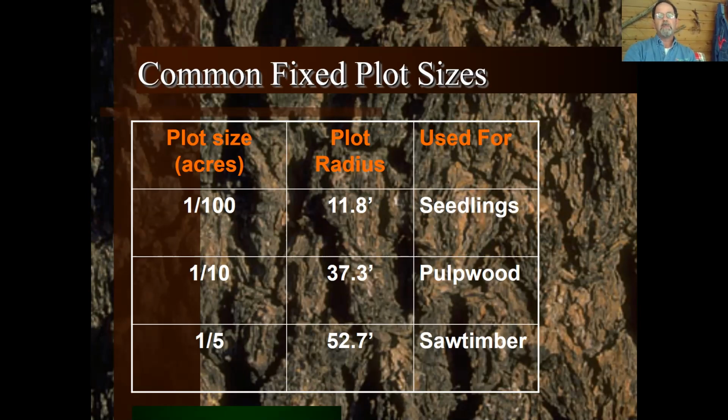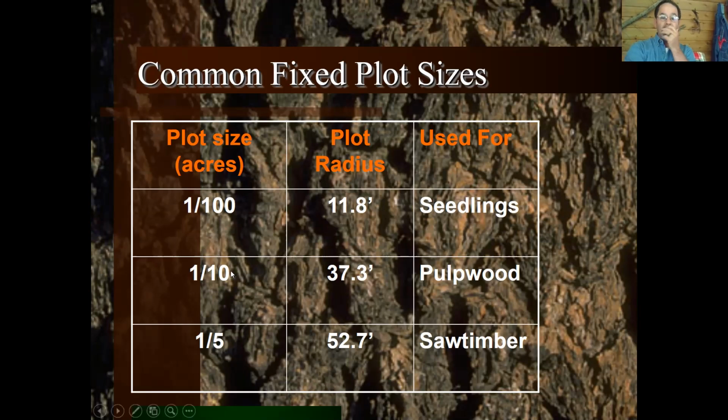And so a small plot size typically is used for something like seedlings. In other words, we might go out into a plantation a year or two after it's been planted, and we want to assess the survival. So if we planted 435 trees per acre, and my radius is 11.8 feet, then I would expect to have roughly 4 or 5 trees within this 1/100th acre plot.